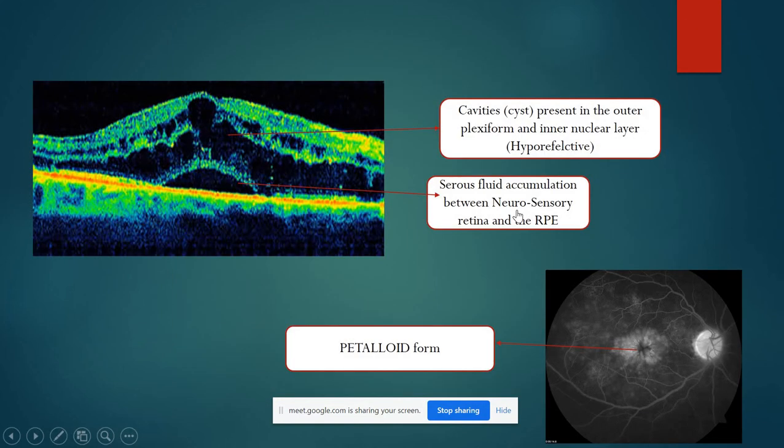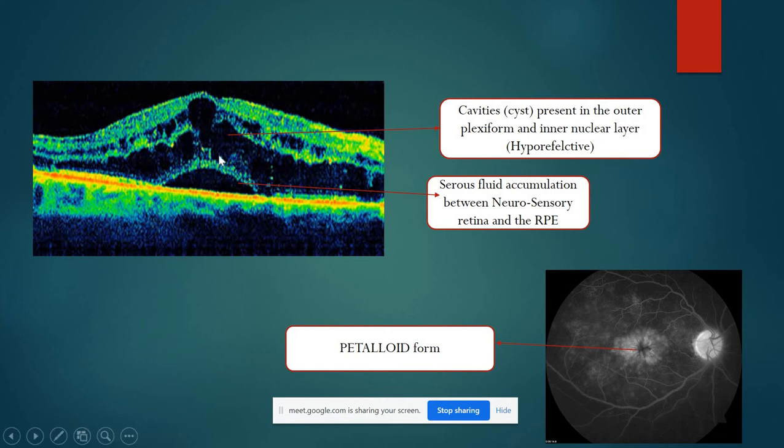Okay, so here this cross-sectional OCT image shows how this fluid accumulation and the cystic space are going to look. Okay, this is a cavity. You will be able to see something roundish, like a ball, continuously in the layers of the outer plexiform layer and the inner nuclear layer.